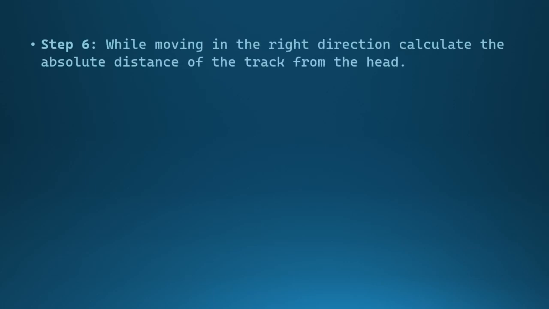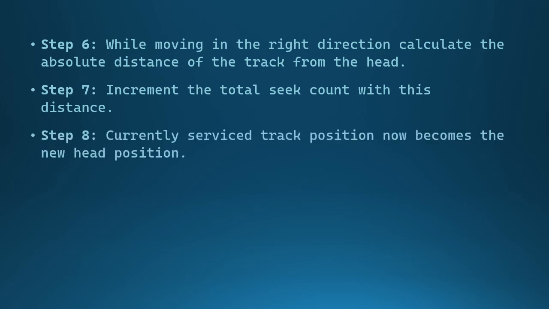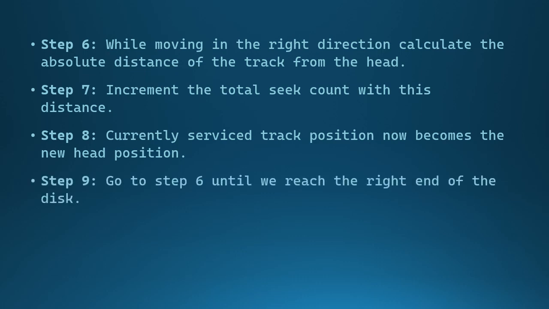Step 6. While moving in the right direction, calculate the absolute distance of the track from the head. Step 7. Increment the total seek count with this distance. Step 8. Currently serviced track position now becomes the new head position. Step 9. Go to step 6 until we reach the right end of the disk.